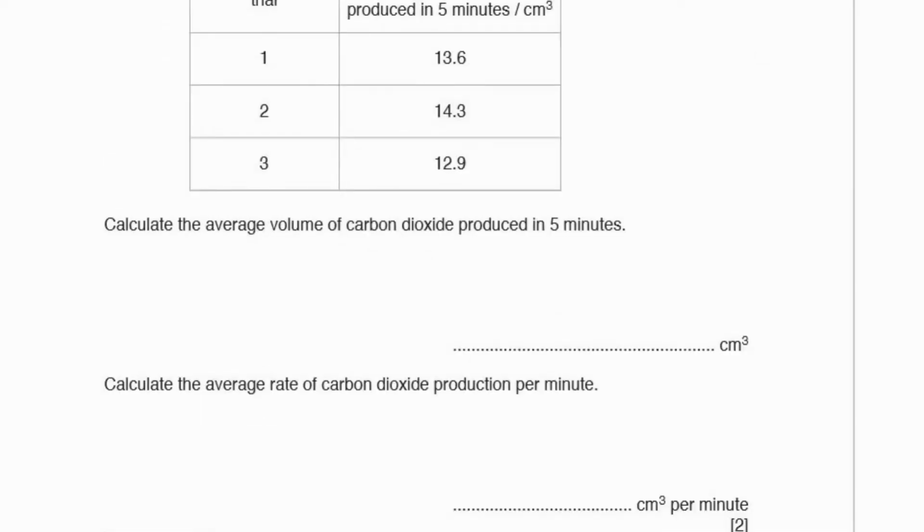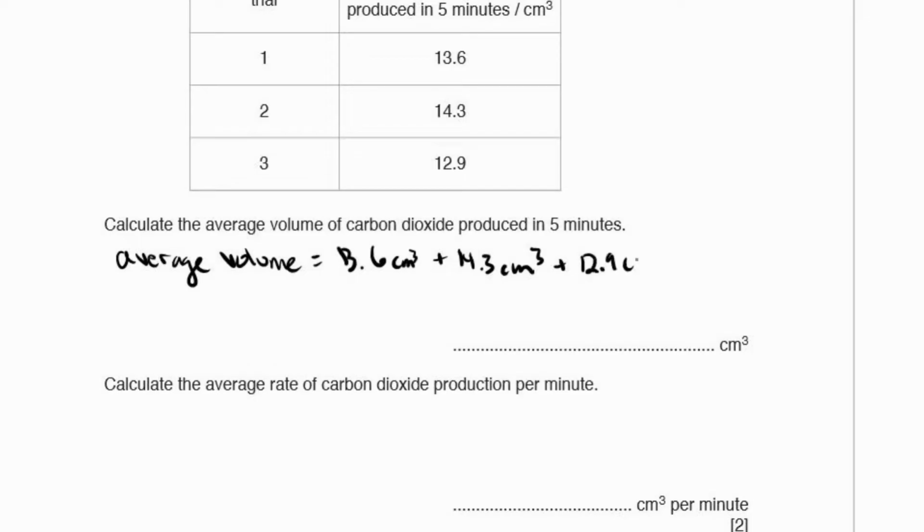Calculate the average volume of carbon dioxide produced in 5 minutes. Okay, so the average volume equals 13.6 centimeters cubed plus 14.3 centimeters cubed plus 12.9 centimeters cubed divided by 3. And the answer you get there is 13.6 centimeters cubed. Okay, units are already in, so you just write 13.6.